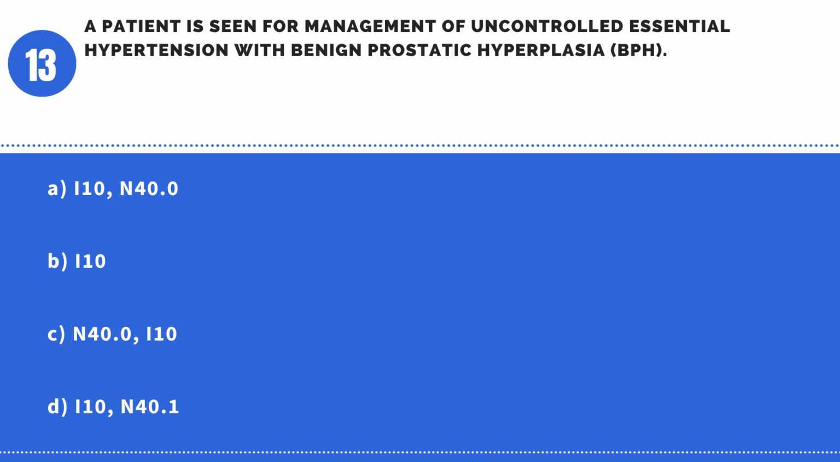Question 13. A patient is seen for management of uncontrolled essential hypertension with benign prostatic hyperplasia, BPH. A. I10, N40.0. B. I10. C. N40.0, I10. D. I10, N40.1.